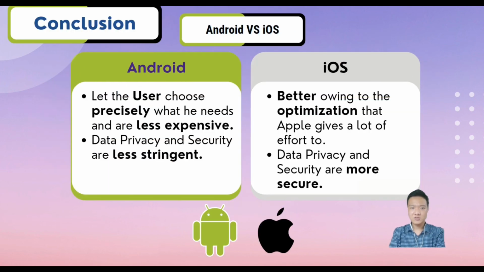So in conclusion, Android lets the user choose precisely what they want and is less expensive, but its data privacy and security are less stringent. While for iOS, it is better owing to the optimization that Apple puts a lot of effort into. Data privacy and security are more secure.